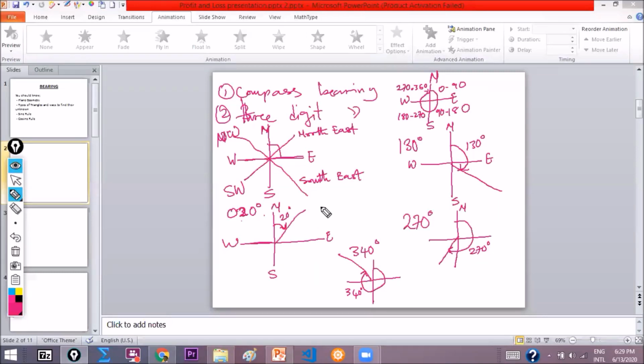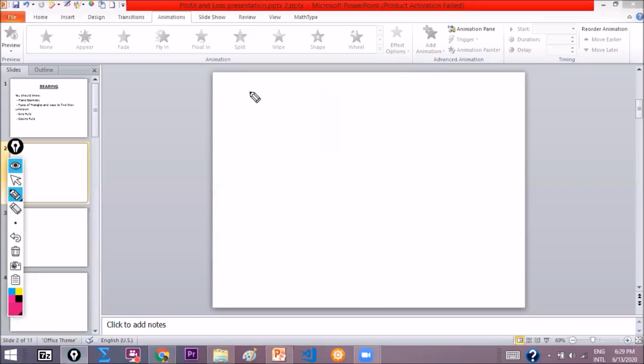Yes, ma'am. All right, so let me clear this. Now let's convert 3-digit bearing to compass bearing. So for instance, you'll see questions that will ask you to convert 040 degrees, which is just the same as 40 degrees, to compass bearing. All we need to do first of all is draw where 40 degrees falls.